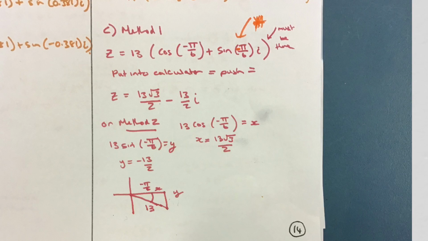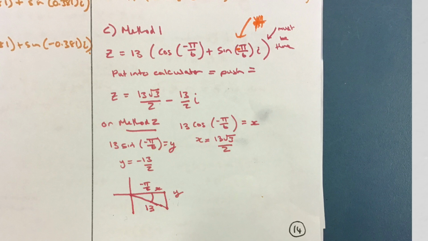The last one, question C, there's two methods. You're supposed to be writing it in the form x plus iy. You can just put it into the calculator. They've said to you that the modulus is 13, so that's the length of your line. They've given you the angle. You can put it in your calculator and you can push equals.